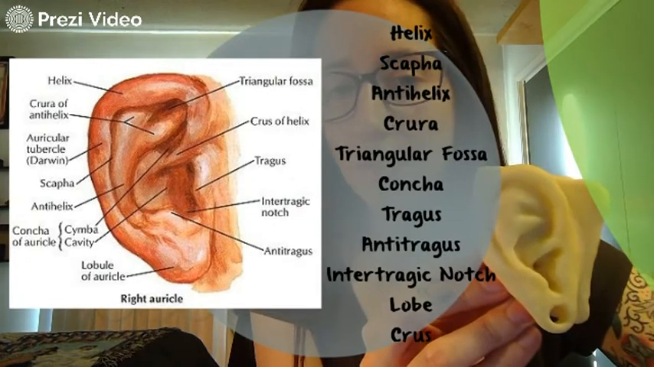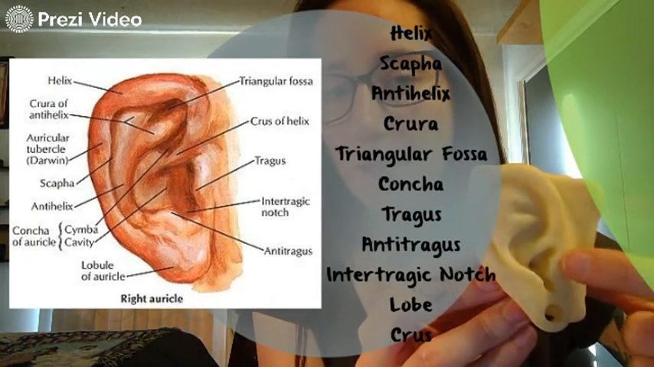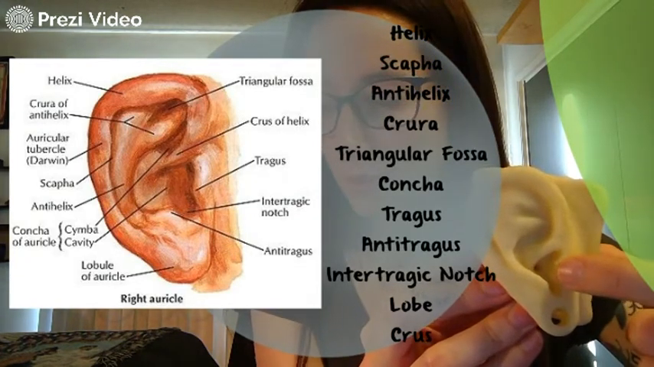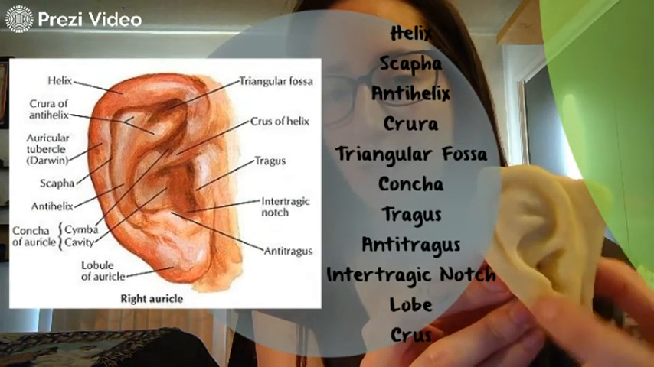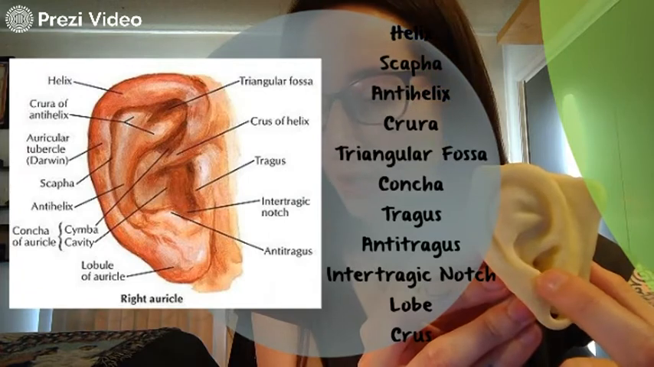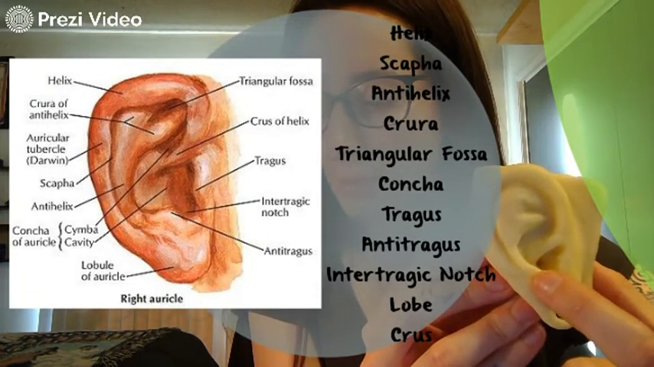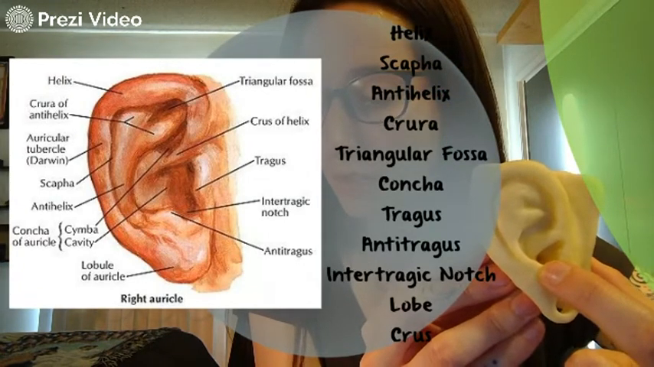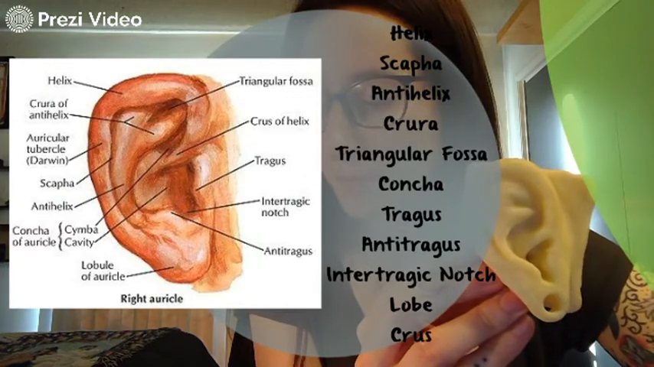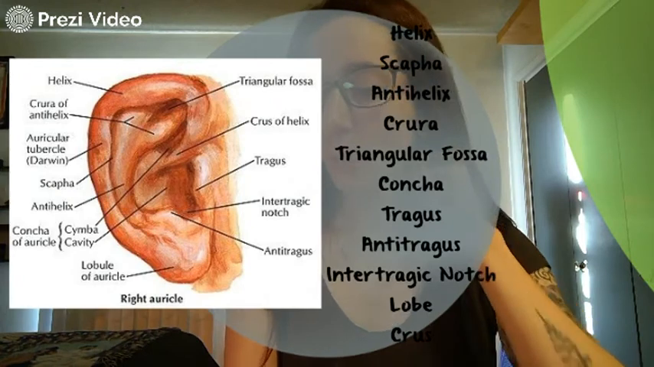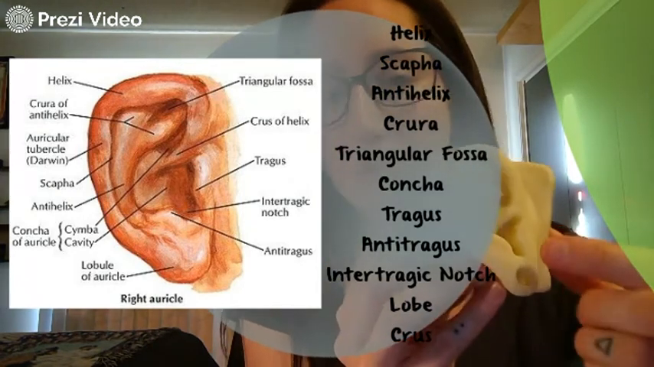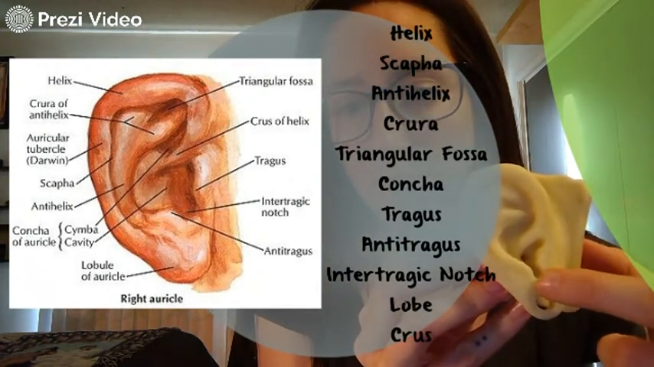The tragus is the elevation protecting the ear passage, right here. And the antitragus is opposite of the tragus. So that's going to be the projection right here. It's a small eminence located on the superior border of the lobe of the ear. The intertragic notch is the opening between the tragus and antitragus, right here.